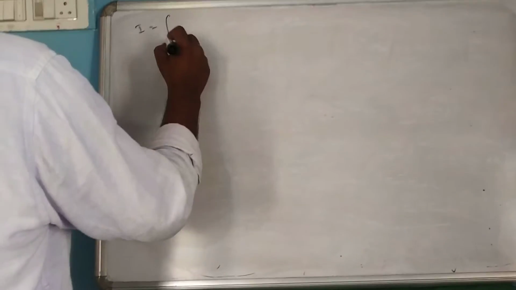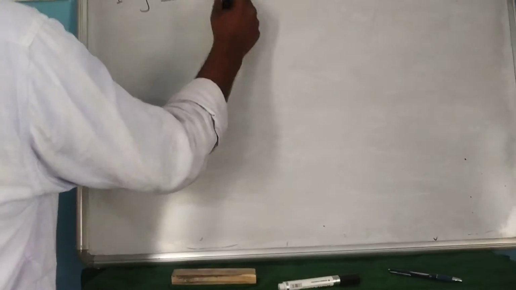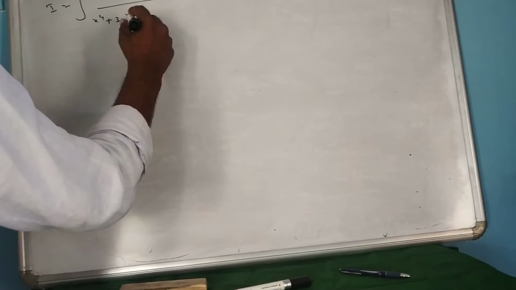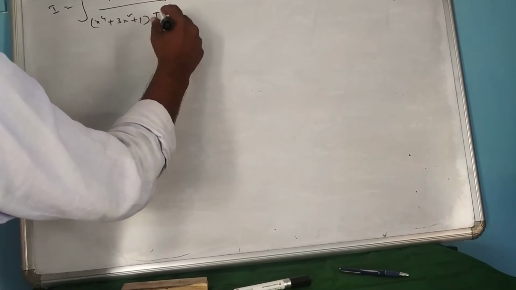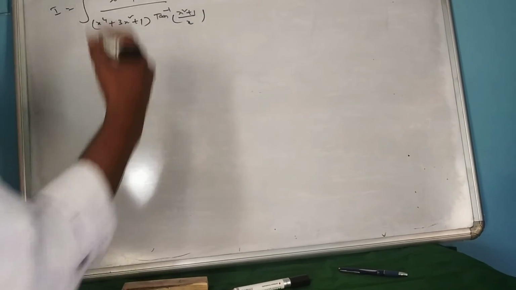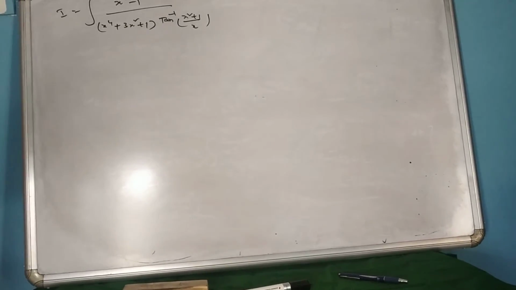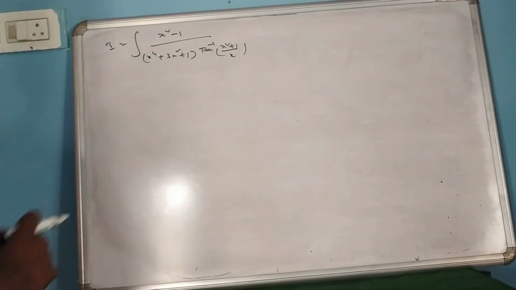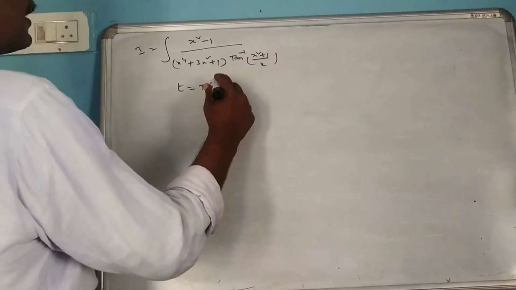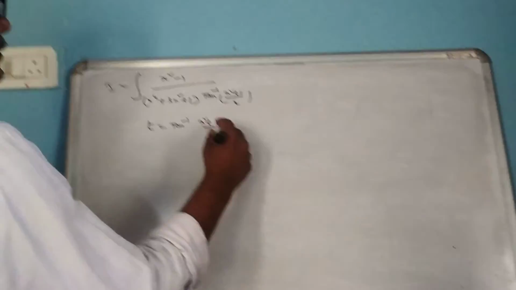The problem is given wrong, that's why I dropped. You see the correct problem now. I is equal to integral of (x square minus 1) by (x power 4 plus 3x square plus 1) into tan inverse of (x square plus 1) by x. Now let t be equal to tan inverse of (x square plus 1) by x.